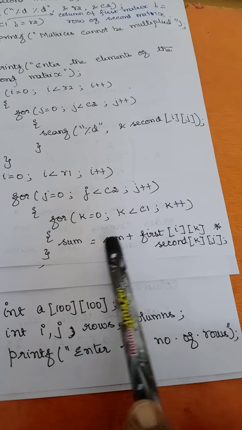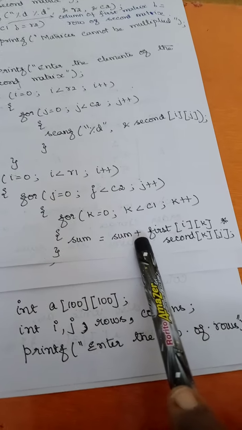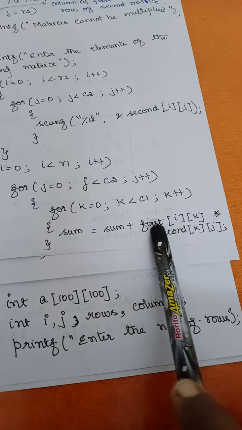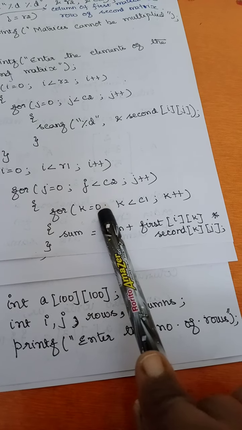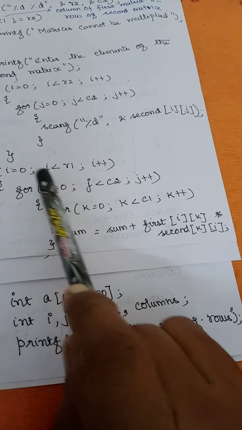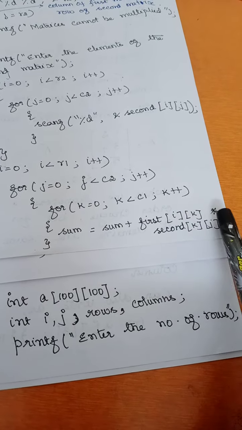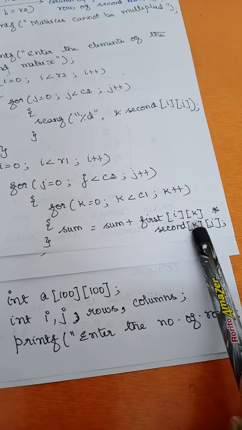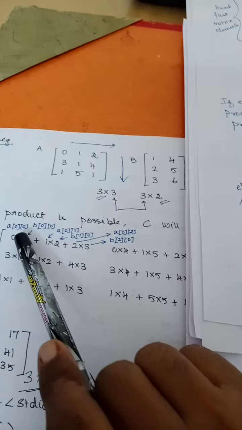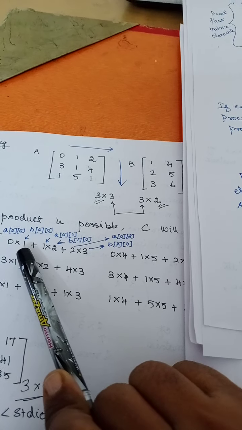Sum is equal to sum plus, my sum value will be initially 0, 0 plus, from the first matrix I am taking the first element, right? So k is also 0, i is also 0, j is also 0. So 0, 0 star. From the second matrix again I am taking 0, 0, right? So this is your first element, A of 0, 0 multiplied by B of 0, 0, right?